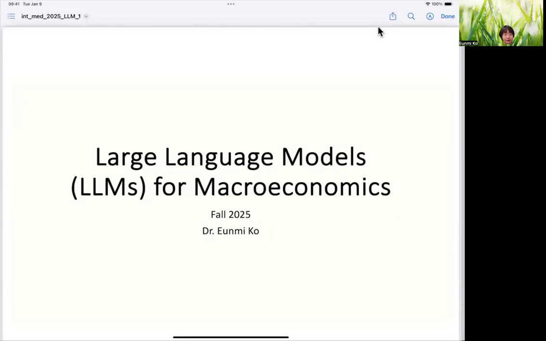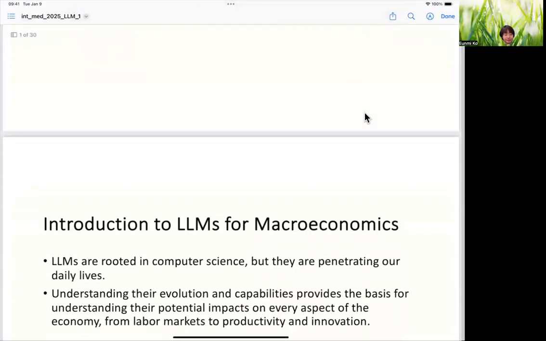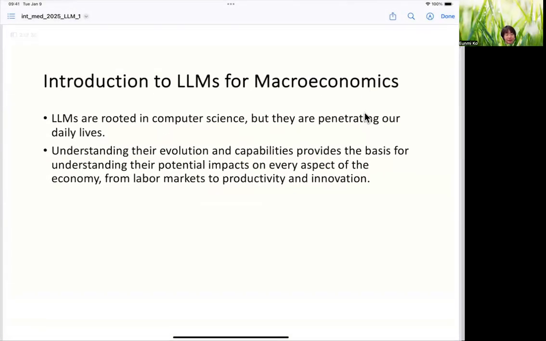All right. Today we are going to talk about large language models for macroeconomics. Large language models are rooted in computer science, but they are penetrating our daily lives. Understanding their evolution and capabilities provides the basis for understanding their potential impacts on every aspect of the economy, from labor markets to productivity and innovation.